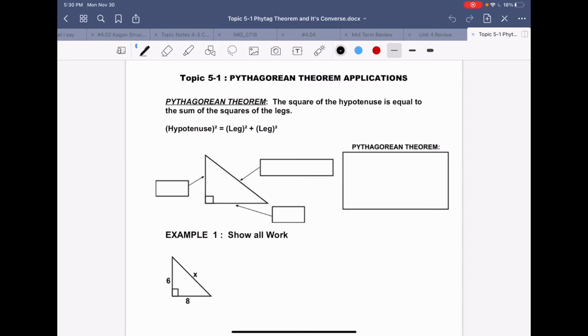All right, hello. Coming from home because I tested positive for COVID. So, here's what is going to happen this week.